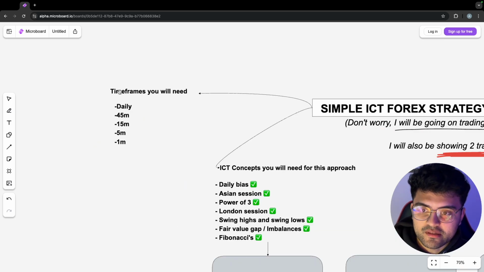The time frames you will need are the daily, the 45-minute, the 15-minute, and these 2 are going to be your entry time frames, the 5-minute and your 1-minute. These are going to be your LTFs, or the lower time frames that you're going to be entering from.